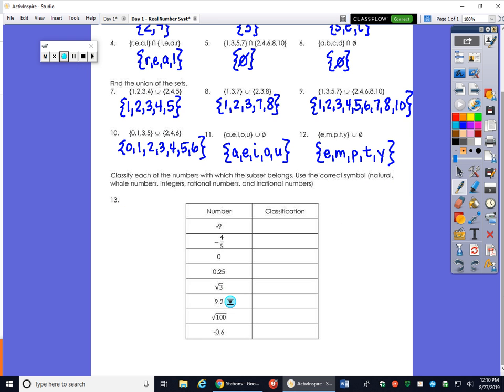Okay, for number 13, you're classifying each of the numbers with which subset it belongs to. We want you to use the correct symbols, so I'm going to put the symbols underneath each of these. Remember, we have the natural numbers, which is an N. Make sure you make it kind of highlighted there in the middle because it's got an extra little bar. We have the whole numbers, which is a W, and again, you want to make an extra little bar in the W. We have the integers, which is a Z, and there's an extra little bar in the middle, so just kind of highlight that part.